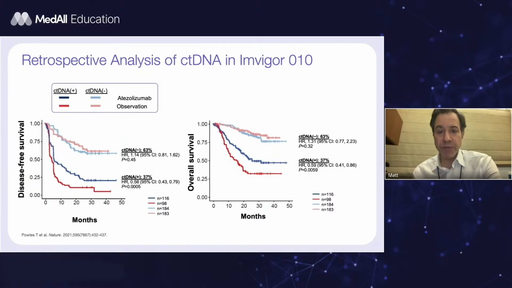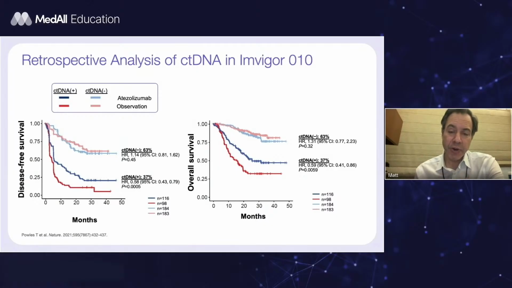So here's the retrospective data from the IMvigor10 study that I was referring to. You'll remember that this was a study of adjuvant atezolizumab for a year versus observation. The study didn't meet its primary endpoint, but the investigators from the study did a really important analysis. And what they did is ask retrospectively, would the results of this study have been different if we could determine ctDNA status immediately after surgery and determine whether or not that separated individuals into those who needed treatment versus those who maybe didn't need treatment.